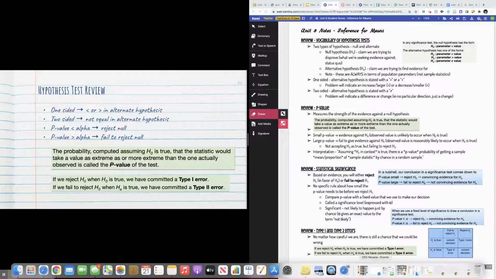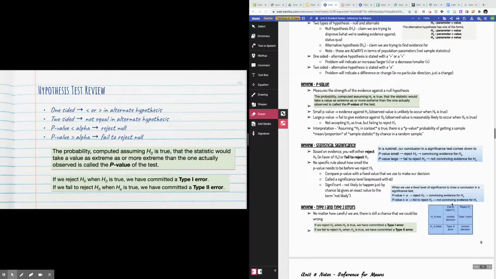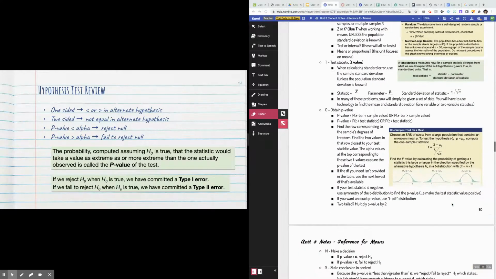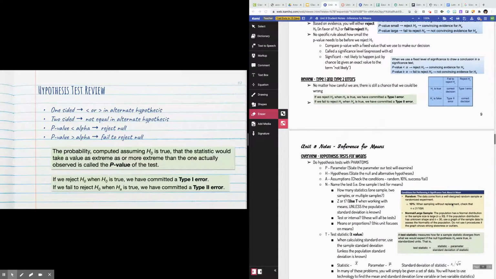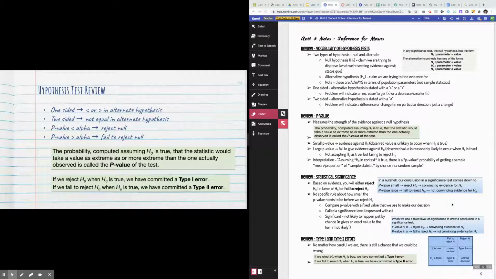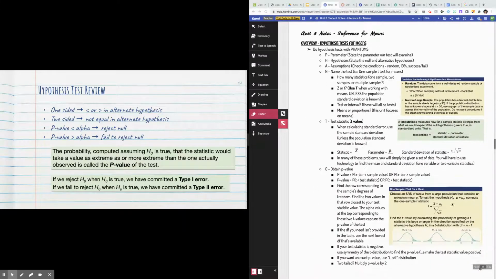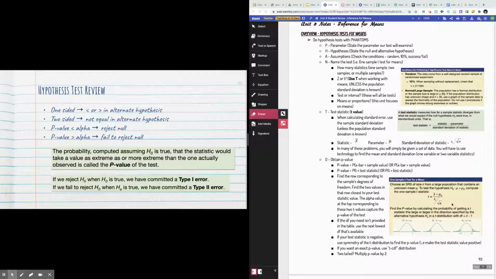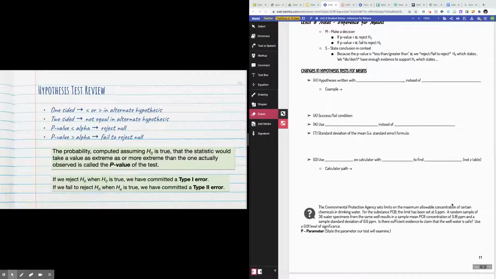Okay, so if you want to look at a more detailed review of hypothesis tests in general, you can look at page 9, page 10 of your notes, where I do a review for you about vocab, p-values, statistical significance, error, and then I also do an overview for you of the whole process for hypothesis tests for means. We're still using our PHANTOMS process, okay, but what I really want to focus on is the changes between means and proportions when we're talking about hypothesis tests.